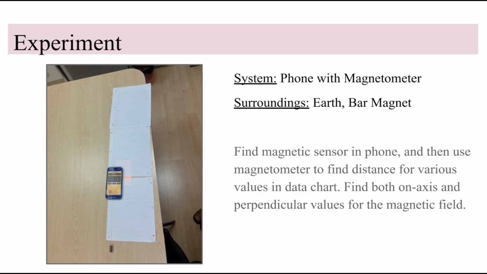I measured the distance required to reach specific magnetic field magnitudes on the axis. Later, I conducted off-axis measurements by moving the phone a distance d both vertically and horizontally to find the net field at a 45-degree angle.